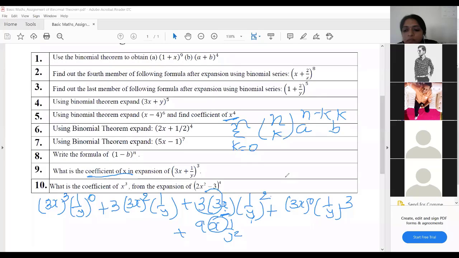Ma'am, are we having only this much in binomial theorem, or will the middle term and all be taught in the next lecture? No, this topic is completed today. The binomial theorem is completed today. From tomorrow we get a new topic. Okay. And for the question, the coefficient of x raised to 4, the answer is 240.